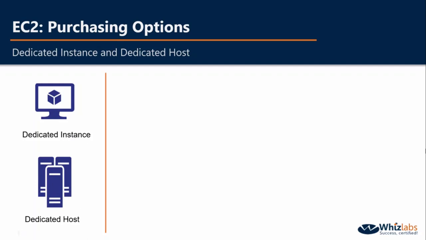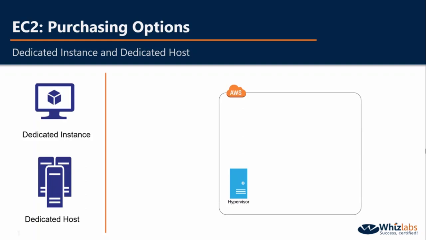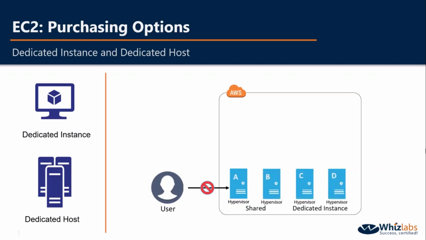First, let's see what happens when you launch a VM without a dedicated instance or host. When you launch an instance on AWS, your VM is hosted on an underlying hardware or hypervisor that is hosted by AWS. User cannot access this hardware. There are many hypervisors, and let's say your VM gets launched on hypervisor A. This hypervisor may host VMs for other customers also. Even though the VMs may not interfere with each other, they are there. Hence, this is called shared tenancy.